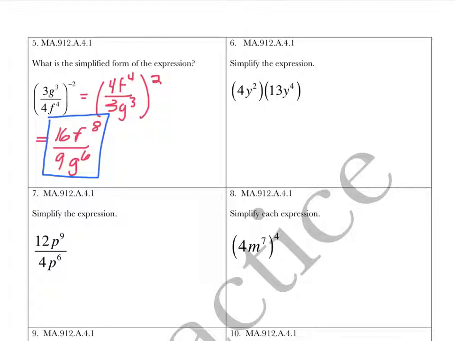Number 6 is a straight multiplication problem. We've seen a ton of them with double parentheses, but that's what it means. So I'm going to multiply my coefficients. The coefficients are the 4 and the 13. Multiply those together to get 52, just like you normally would multiply numbers. And then for the variable part, you're going to add the exponents. So 2 plus 4 gives me 6. And this here is my final answer.